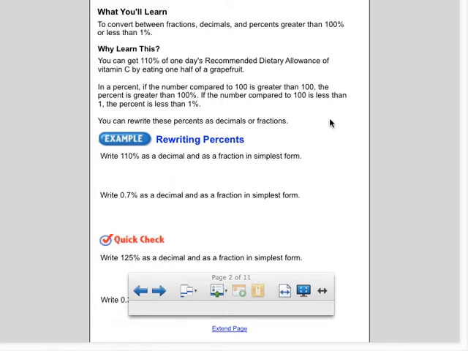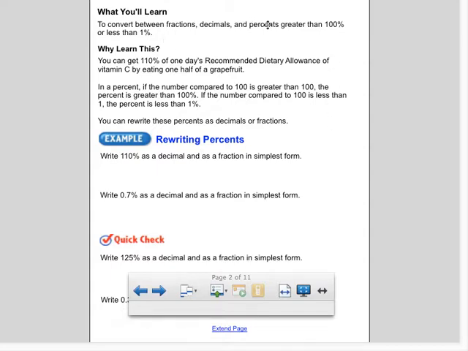What you'll learn: to convert between fractions, decimals, and percents greater than 100% or less than 1%. So last week, I had a few classes ask me about, hey, well, what if I have a whole number and not just a decimal number? And so those were good questions. It tells me you're thinking ahead, you're thinking about other situations, and that's good. So if you were the class that asked me that question, I said, hey, we're going to get to that. We're going to get to that today.